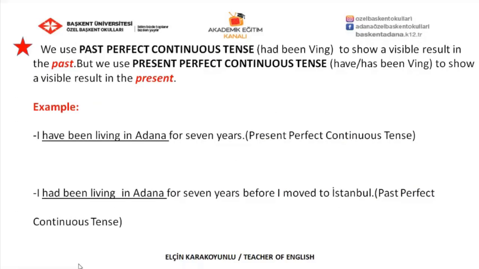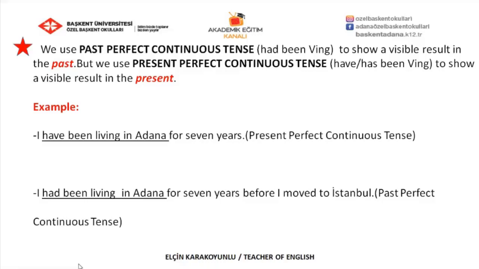There is an important note here for you. I want to remind you that we use past perfect continuous tense, had been verb ing, to show a visible result in the past. But we use present perfect continuous tense, just remember, have or has been verb ing, to show a visible result in the present. For example, let's check these two sentences so that you can understand better.